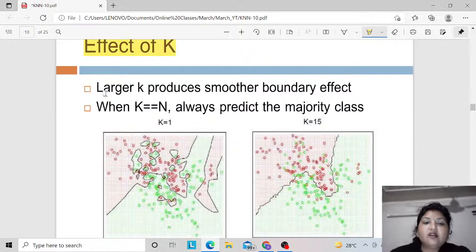Effect of k. So k, we know, is the number of nearest neighbors. Larger k produces a smoother boundary effect. Always remember, larger k gives you a smoother boundary effect. When k is equal to n, always predict the majority class. So here we have k equal to 1, which means they are classifying the data points. But the larger value of k will be producing a smoother boundary effect, right? So always remember this, it is going to give you smoother boundary effects when the k value is larger.